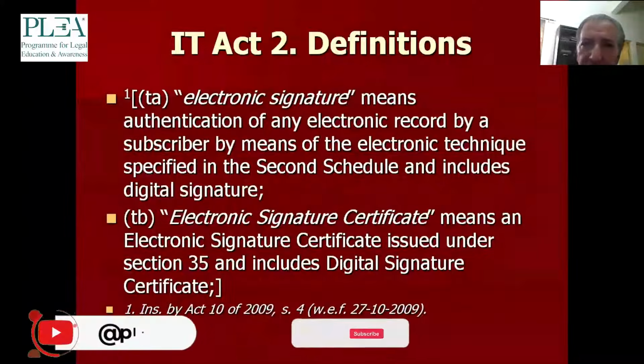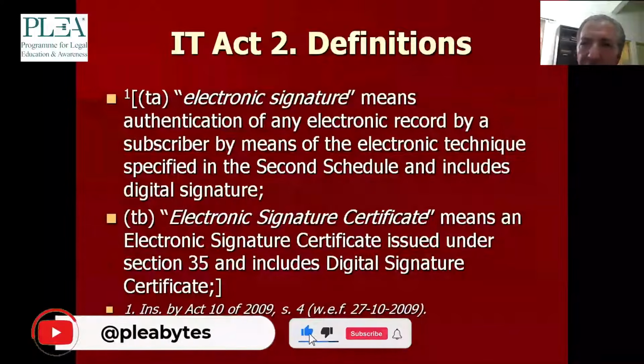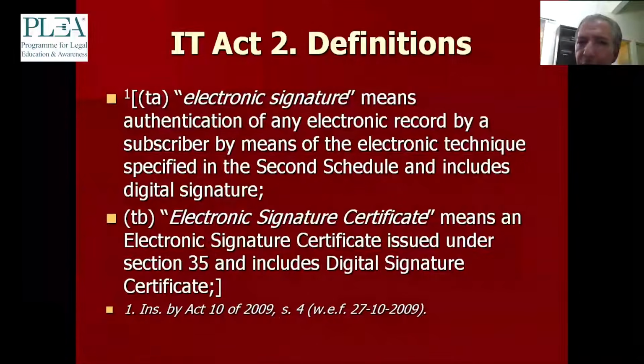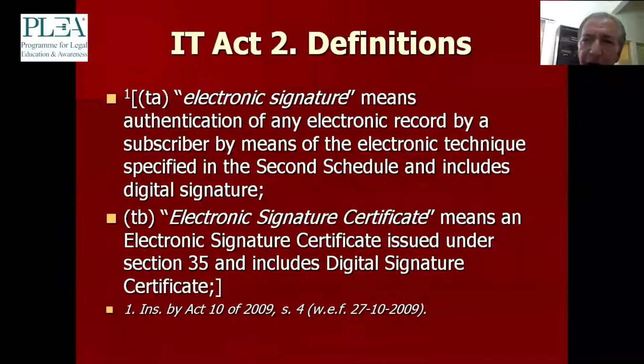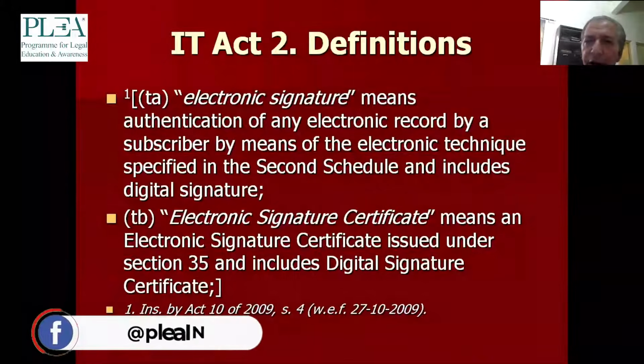Then electronic signature. Electronic signature means authentication of any electronic record by a subscriber by means of any electronic technique. For example, if you are signing on a check and you are making an image of that check, then the bank teller might compare it manually or by using software. That is electronic signature. It is not the digital signature specified in the second schedule, and it includes digital signature. See, the definition is that electronic signature includes digital signature.